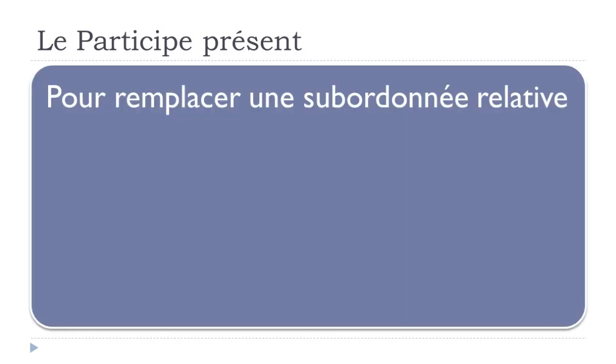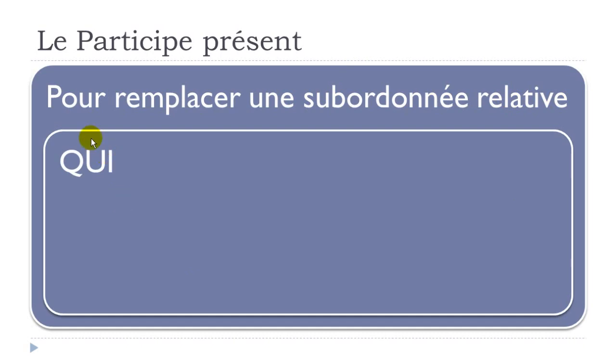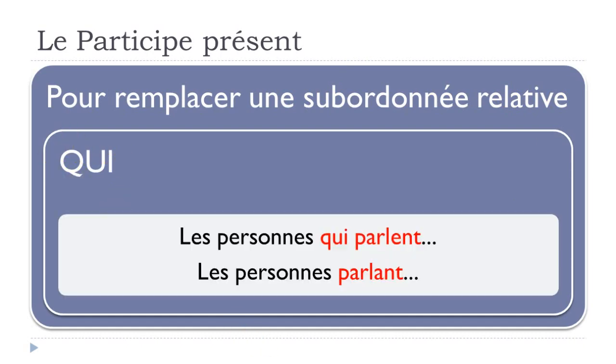Okay, and then the last use of this participe présent is to replace une subordonnée relative. We saw previously les pronoms relatifs. If you don't know what une subordonnée relative is, I definitely advise you to look up les pronoms relatifs, and it will be more clear. We can take this example with qui: les personnes qui parlent. In that case, les personnes qui parlent, so the persons who are talking, speaking, okay?